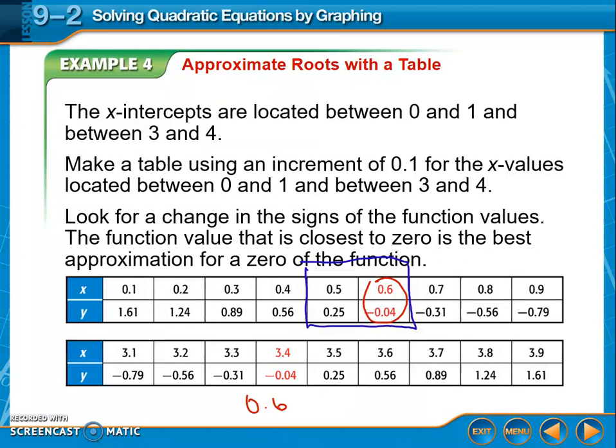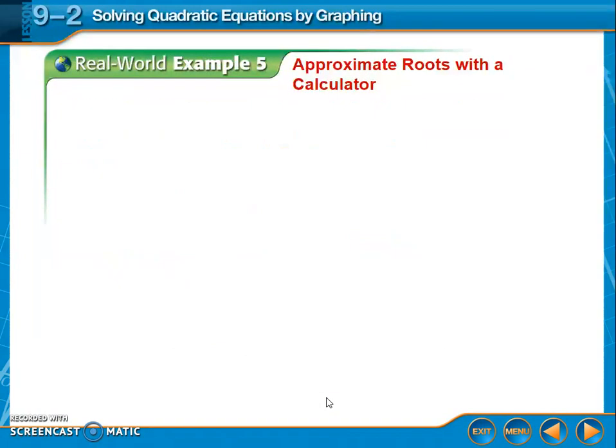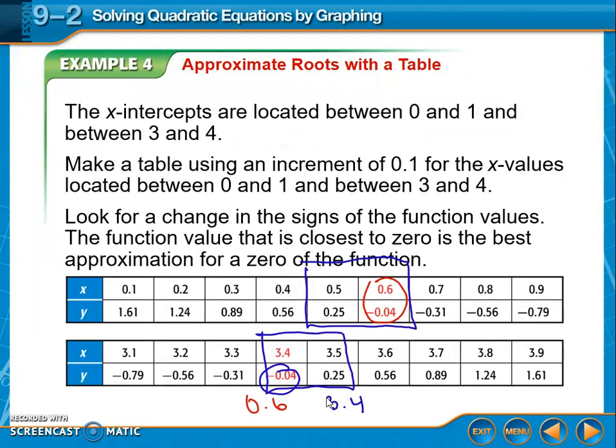And then I want to do the same thing with the other one. These are all negatives, and then it switches to positive. So when it switches, the positive one and the negative one, I want to see which one is closer to 0. And again, this one here is closer to 0, so that means 3.4 is a good estimate for the other x-intercept. Okay, so that's the solution, x equals 0.6, and x equals 3.4.